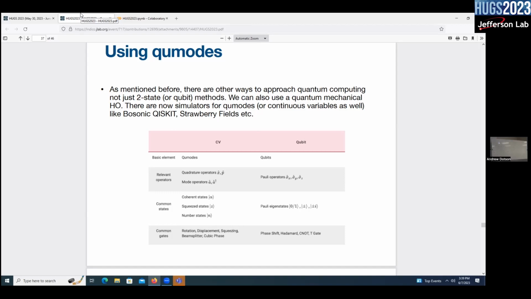There are interesting things you can read online. I won't have time to go into the details, but just search for squeezing of light, and you will see a lot of articles on how people squeeze light or photons in the lab, and how they are important and related to the unitary transformations in this approach to quantum computation. So this is using Q modes or continuous variables. This is using qubits.